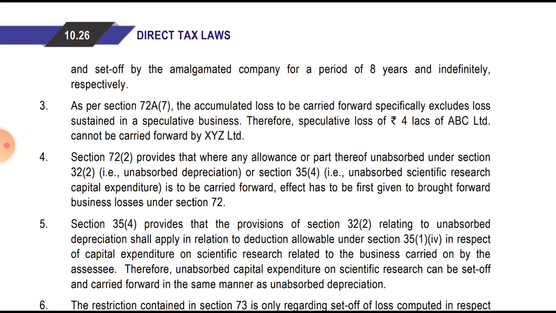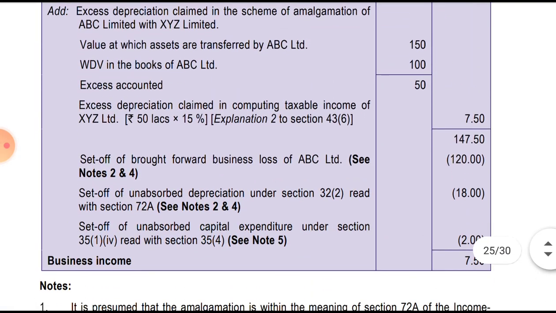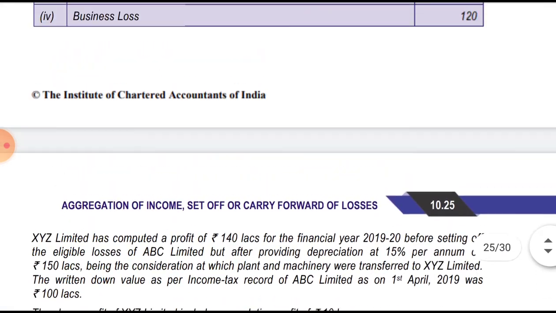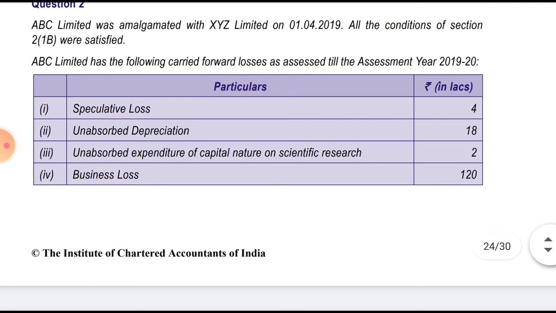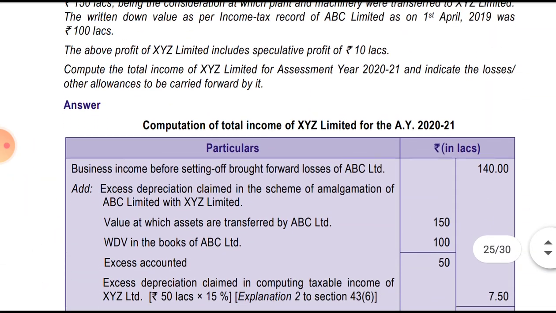specifically excluding the loss in the speculative business. Therefore the speculative loss of 4 lakh rupees of ABC cannot be carried forward. So what section 72A states: in case of amalgamation, we can set off all the losses except the speculative loss. Hence we carry forward only 120, that is business loss, 18 unabsorbed depreciation, and 2 for scientific research, but we haven't carried forward this 4 lakh rupees.